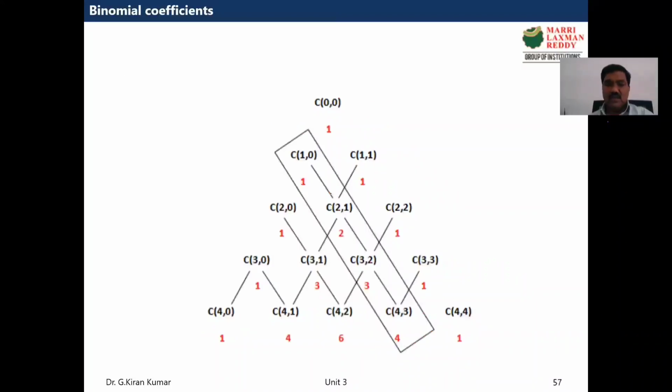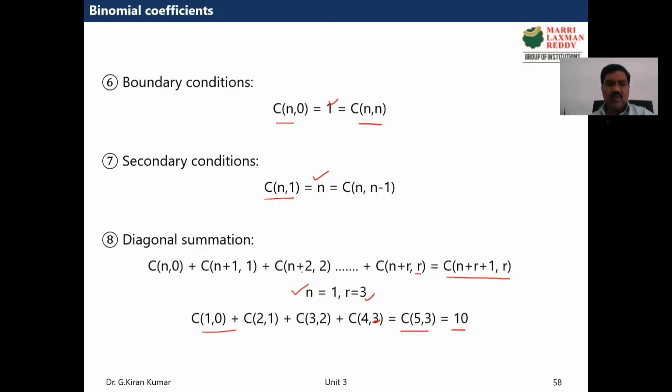And you can cross check these values also. You know that C of 1 comma 0 is 1, C of 2 comma 1 is 2, C of 3 comma 2 is 3, C of 4 comma 3 is 4. And the sum of these values is what? 1 plus 2 plus 3 plus 4 is 10. So this is the formula for a diagonal summation.